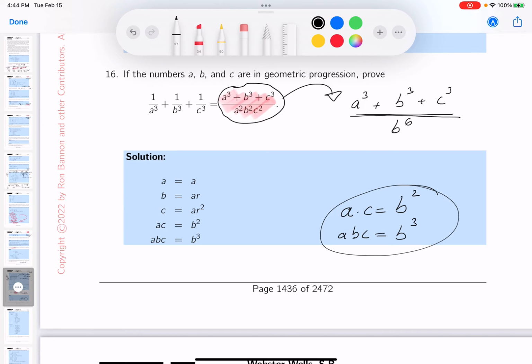Well, you know what? It's still not the other side. But I got at least one of the terms. But the other two I didn't get. But I'm getting hopeful. What do I get over here? A cubed over 6 plus 1 over B cubed plus C cubed over B. I'm sorry. This is B6. I put 6 there. It's B6.